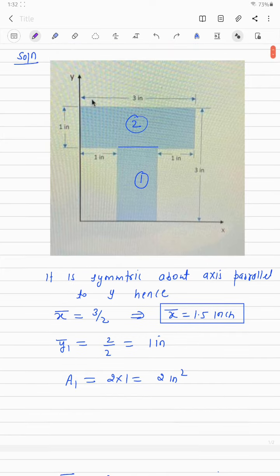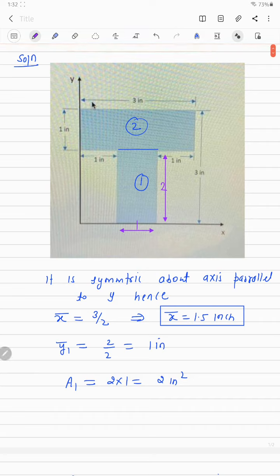This dimension is 2 and this dimension is 1, because the total is 3, 1 minus 1, so it will be 1. So the area will be 2 into 1, and the y coordinate of the centroid will lie at the center, so 2 divided by 2, y1 will be 1.